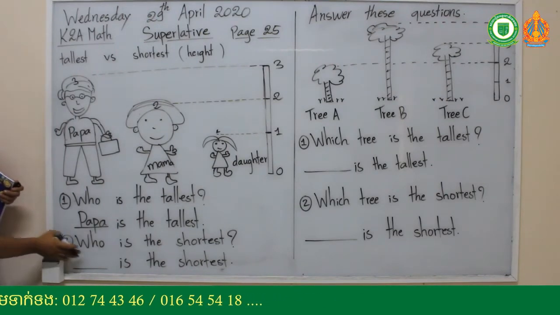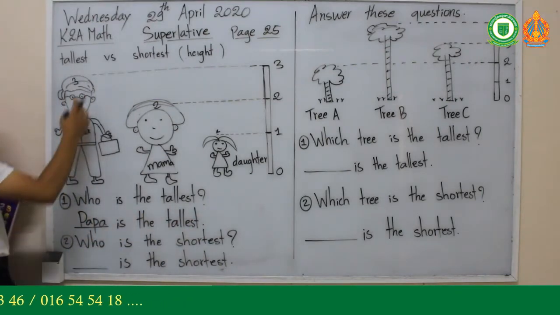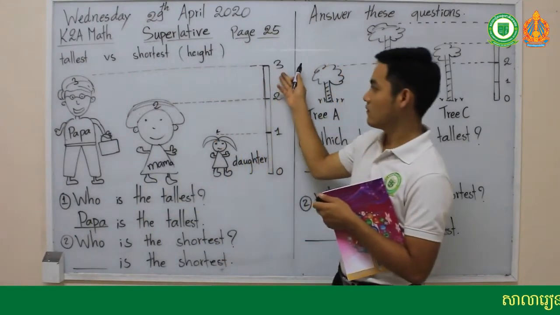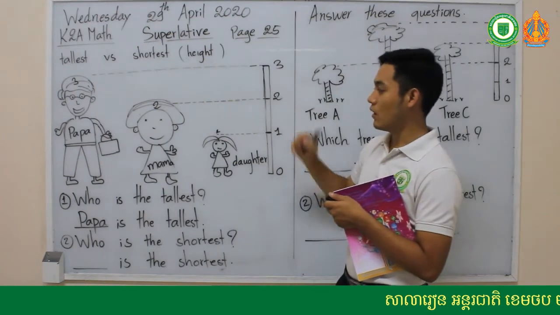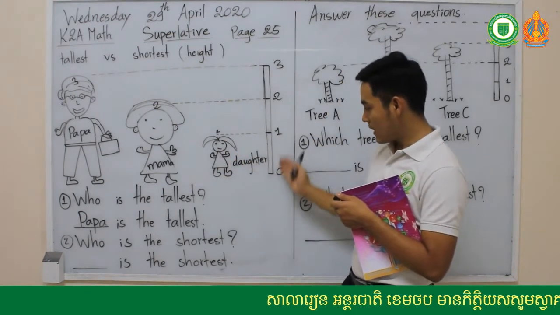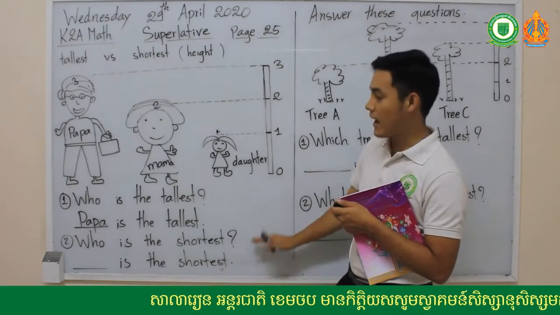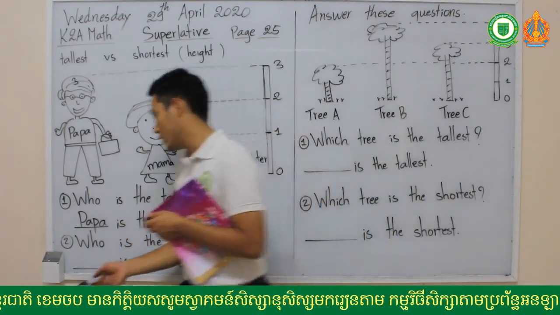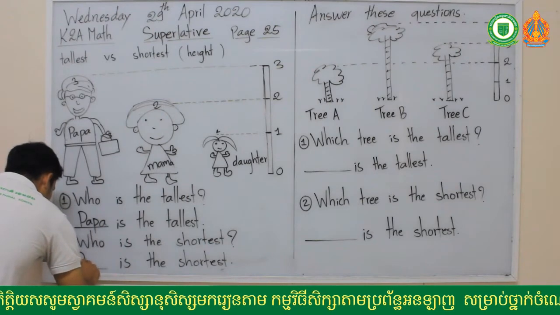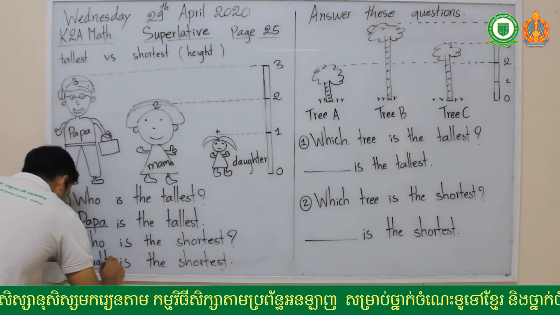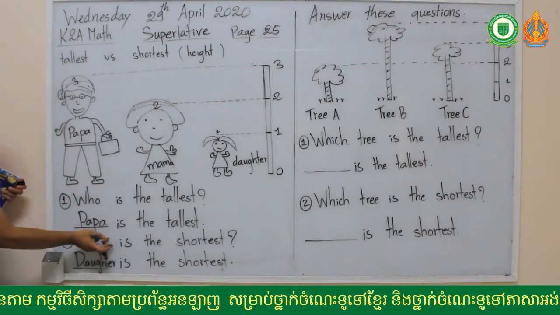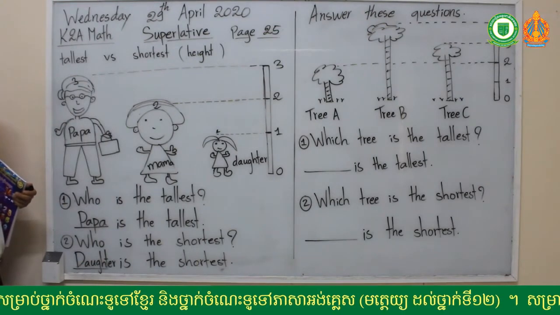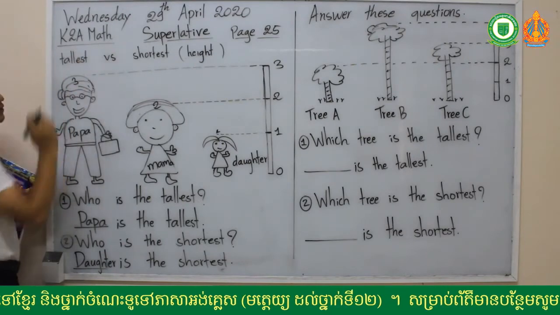And the second question is, who is the shortest? Look, who is the shortest? Who is in the rank of number one? Is papa number one? No. Is mama number one? No. Is the daughter number one here? The shortest one, and no more? Right. So the daughter is the shortest person. So the answer here, complete the word: daughter. Alright. So read this question. Who is the shortest? The daughter is the shortest. Okay? So this is the difference between tallest and shortest.